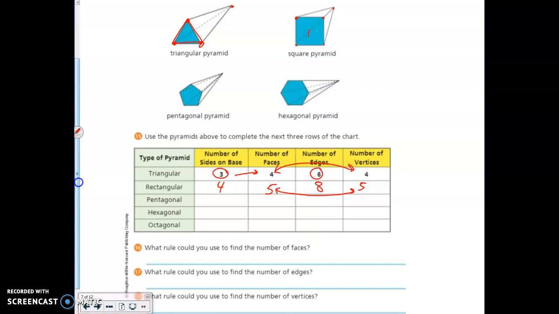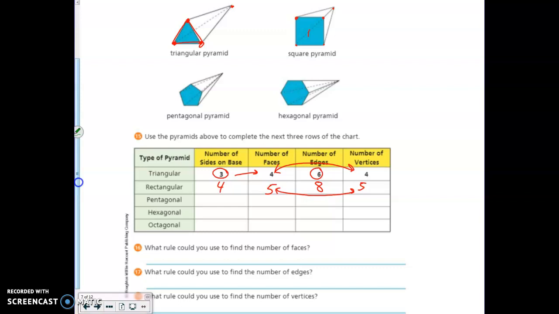All right, let's check one more just to prove our pattern. I'm going to change colors just so we can see the difference here. We'll try the pentagonal pyramid, and then your job, guys, on an exit ticket will be to answer the hexagonal and the octagonal pyramid patterns, or numbers for those 3 categories.